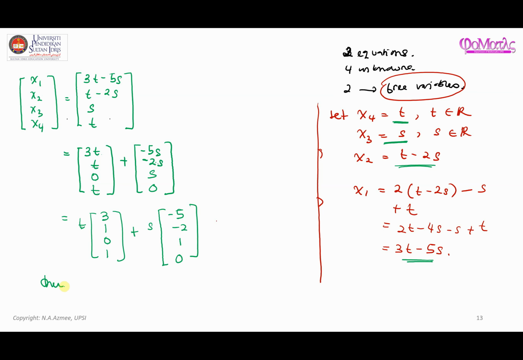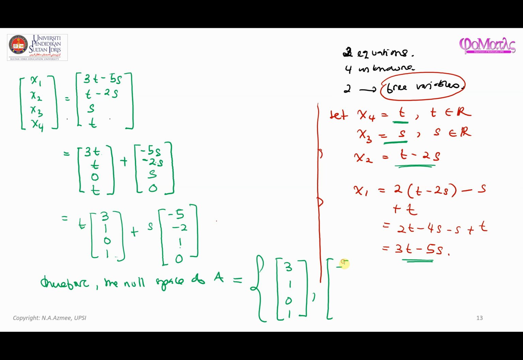Therefore, the null space of matrix A is equal to these two vectors here. We have 3, 1, 0, 1, and then we have negative 5, negative 2, 1, and 0. So that's the answer.